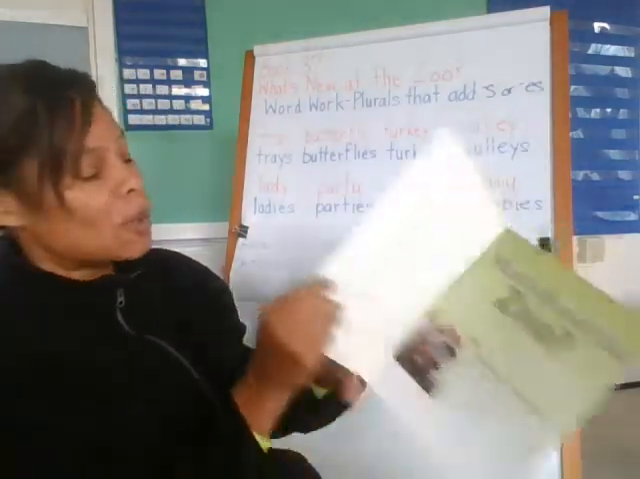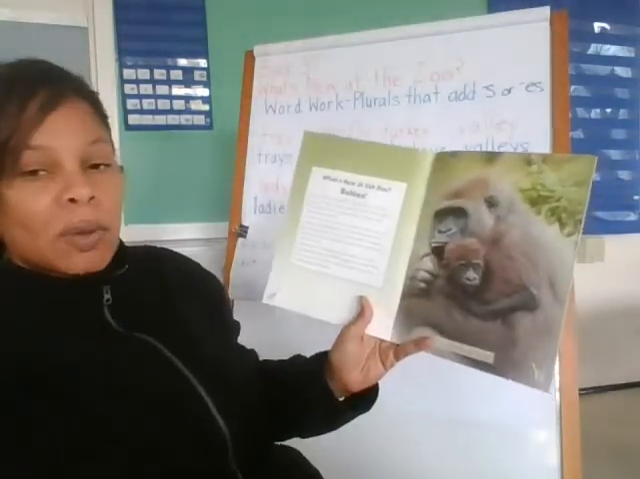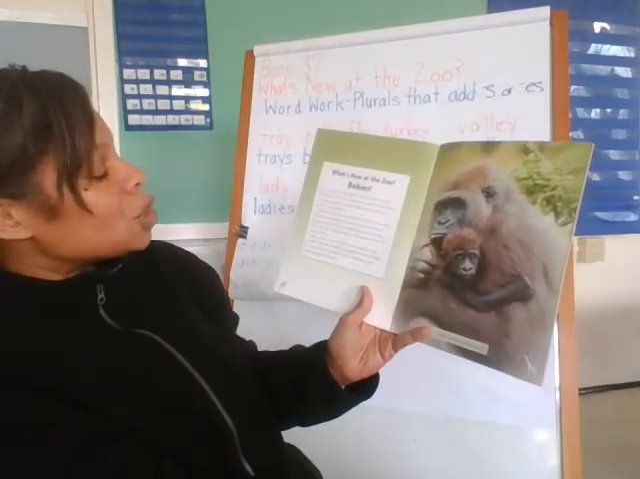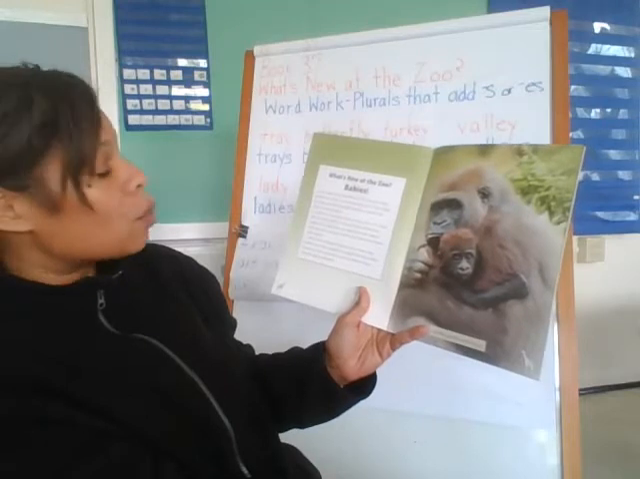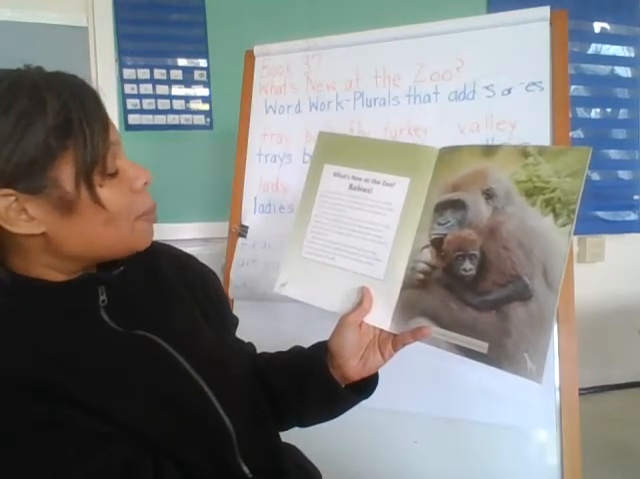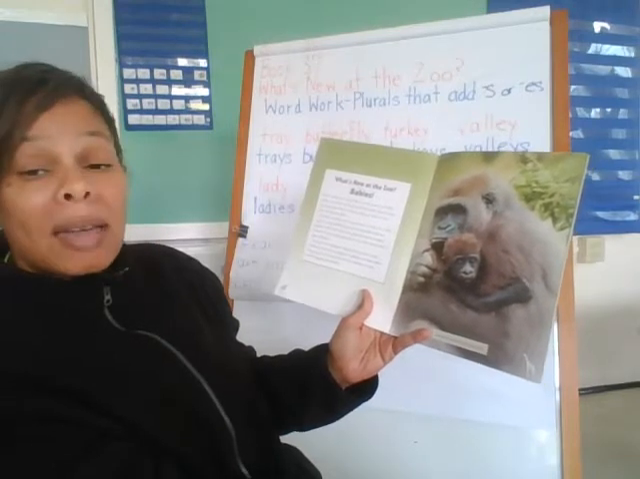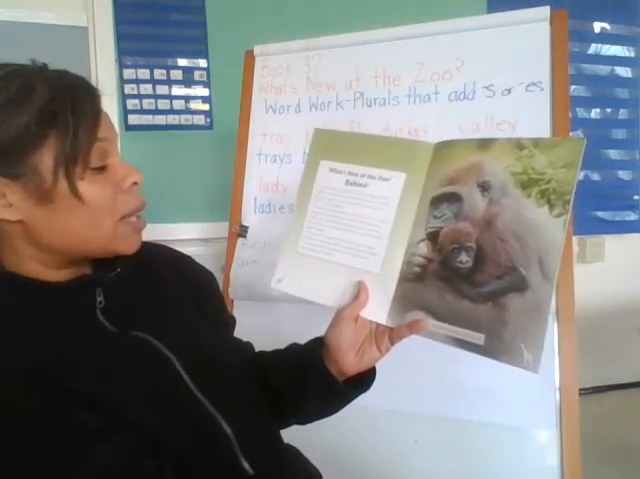Okay, so what's new at the zoo? Babies. It was a good year for gorillas. In 2010, 26 baby gorillas were born in zoos around the world. These babies are being raised the way baby gorillas are raised in the wild, by their mothers. Gorillas in zoos haven't always been so lucky.